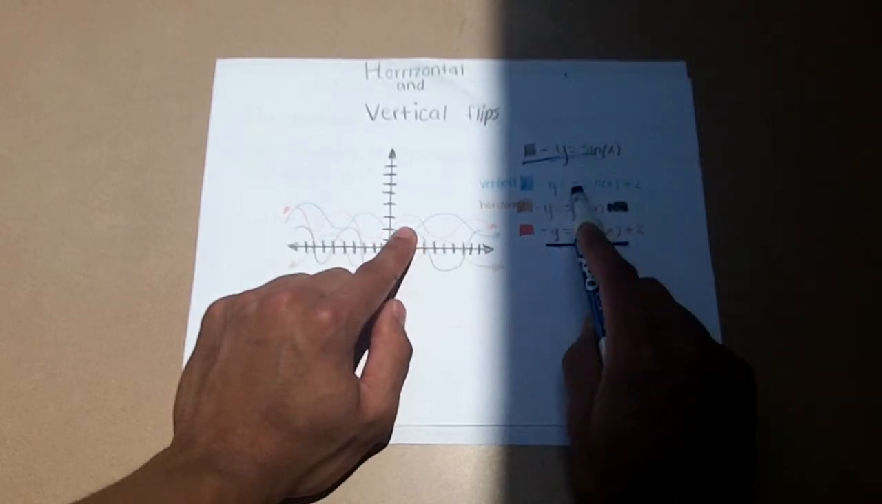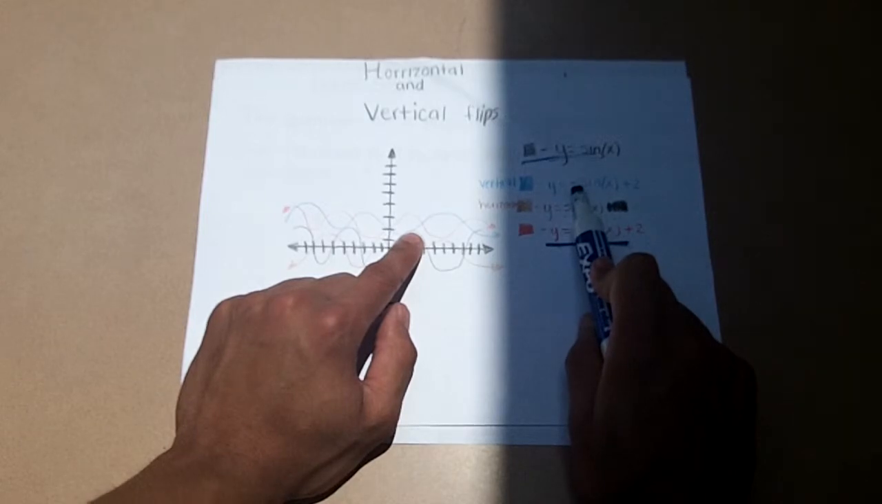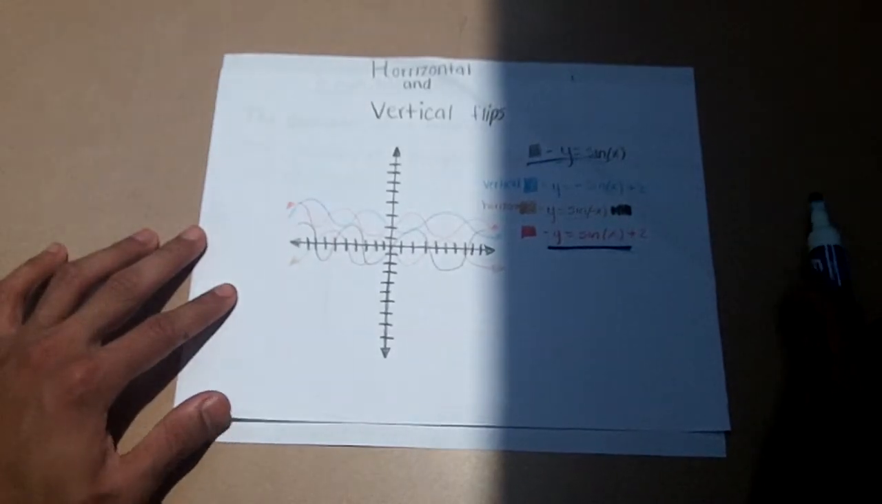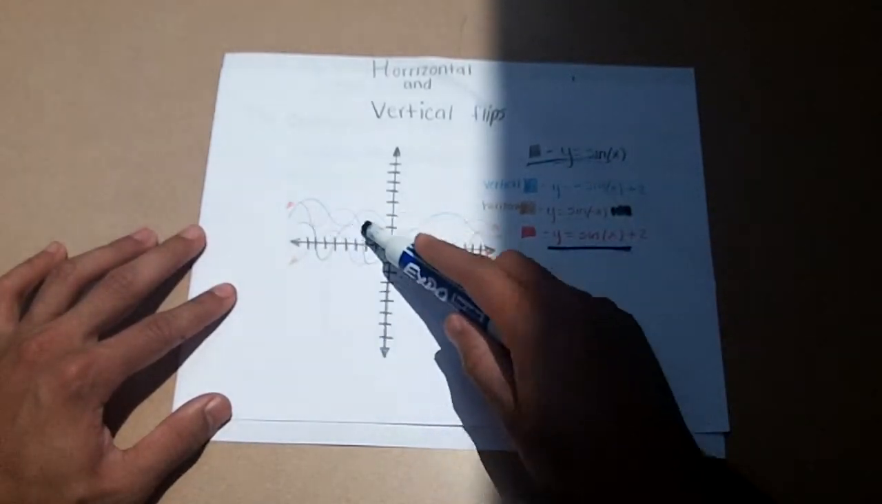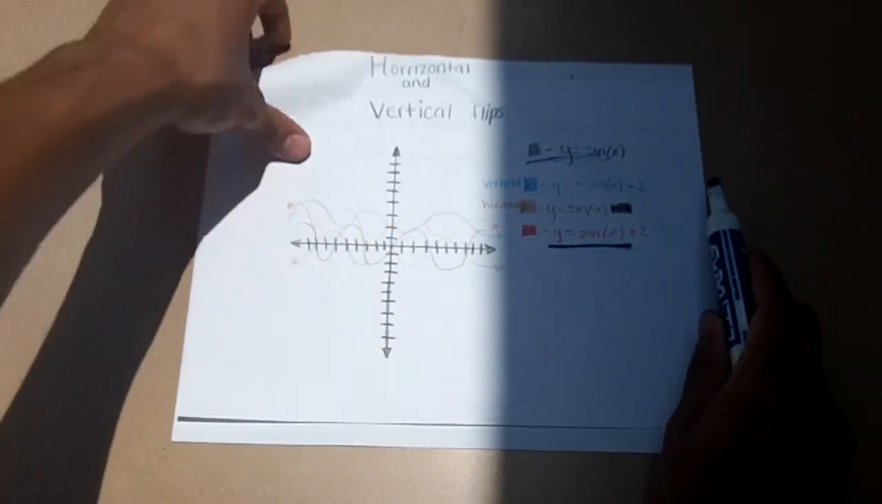Now the blue one is a vertical flip of it. For a vertical flip, you put the negative in front of the whole equation. So the negative goes in front of the sine of x. And right there you can see that it's vertically flipped.